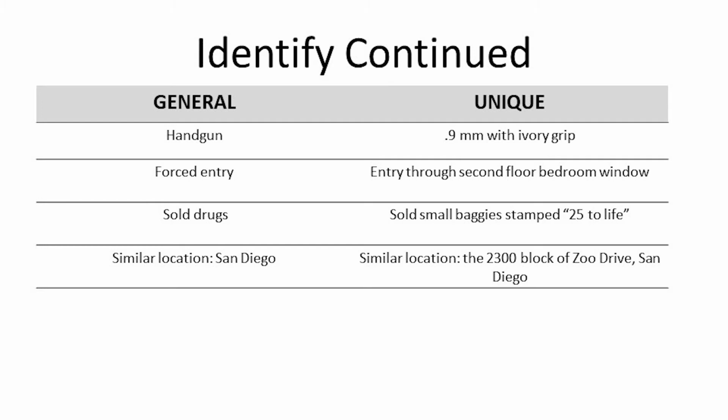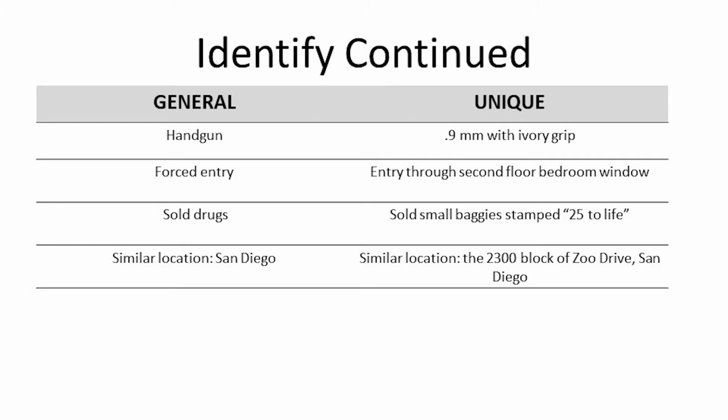Entry through the second floor bedroom window. It's like a signature. It's a person's way of doing something that's unique to them. It's like their own criminal fingerprint, right? Sold drugs. Well, gee, they're being charged with selling drugs. Well, how about they sold small baggies stamped 25 to life? That's different, right? The more you differentiate, the better.